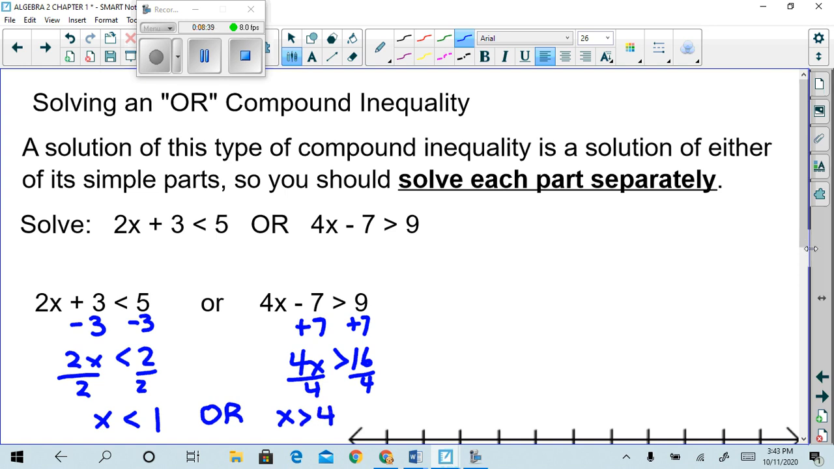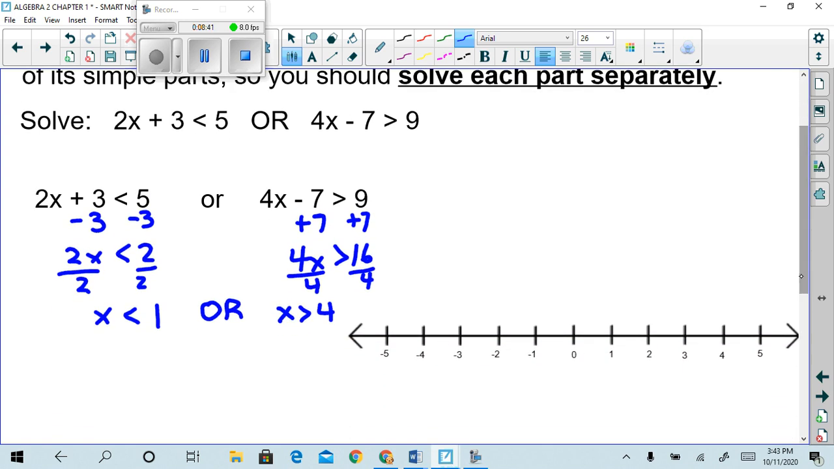So in this compound inequality, once again, I'm going to graph them on the same number line. The first part of that says that x is less than 1. Shading everything that's less than 1. Or x is greater than 4. Graphing them both on the same number line, and here's another of those with the OR that tells me the solutions will go in opposite directions.